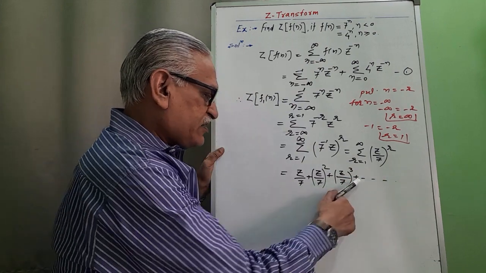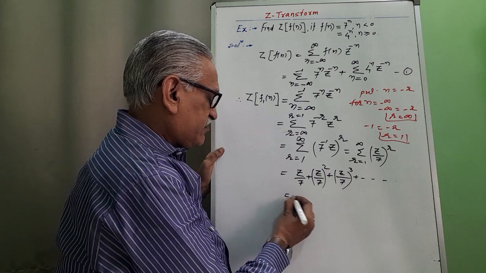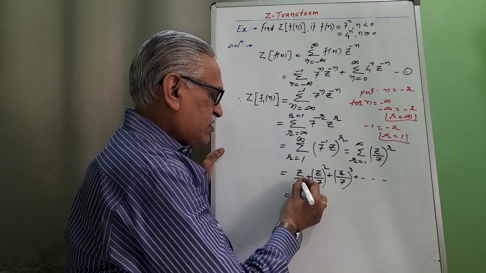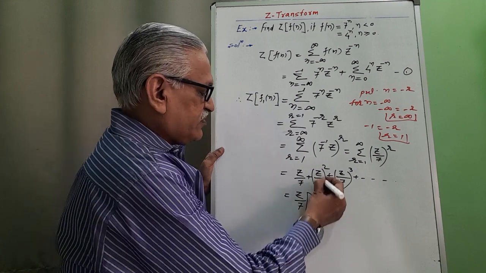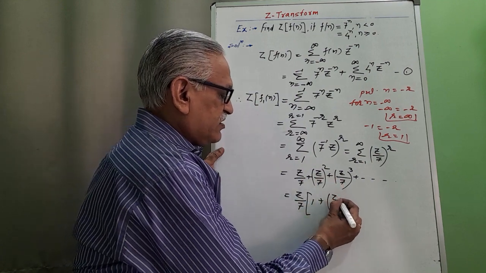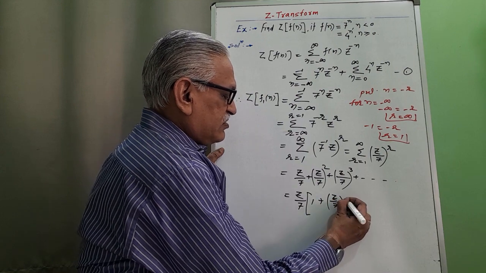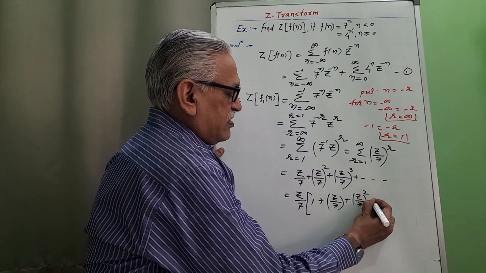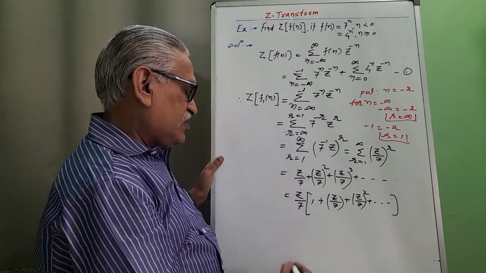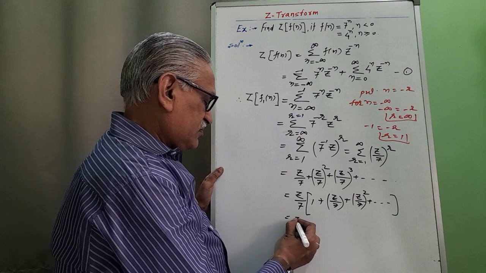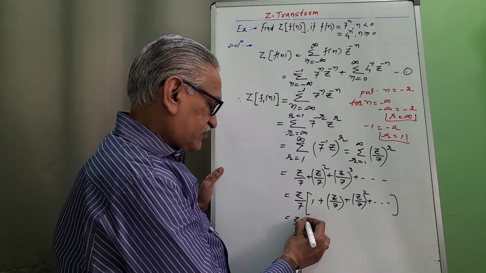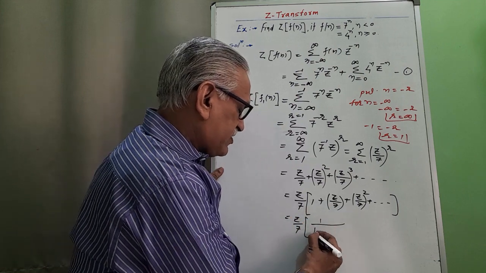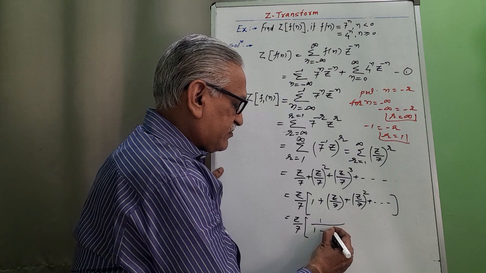Then taking z by 7 common from all this, we can rewrite this as z by 7 common. Remaining here is one as the first term, second is z by 7, third z by 7 square, and so on. Sum of this type of term is 1 upon 1 minus capital X. Here capital X is z by 7.